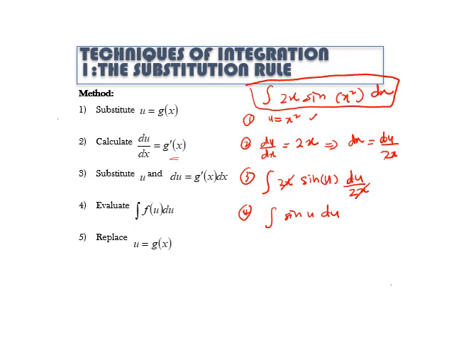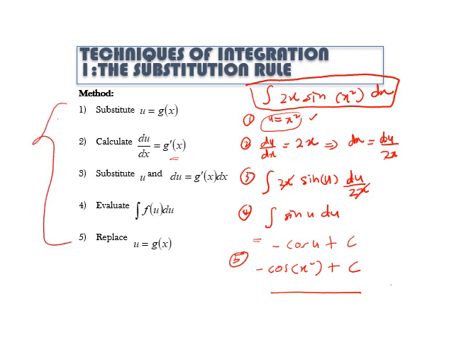So sine u du, you will integrate. So again integrate sine u. You imagine as you integrate sine x, so you'll get negative cos u plus c. So number 5. The answer must be in terms of x. So you substitute your u is equal to x squared. So the answer will be negative cos x squared plus c. That's it. So this is the step.